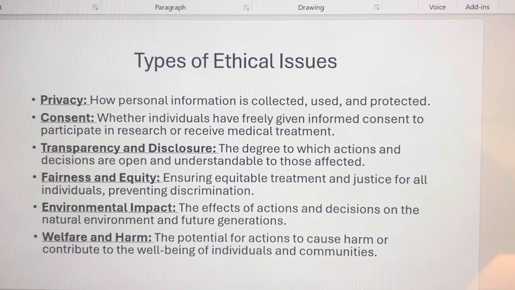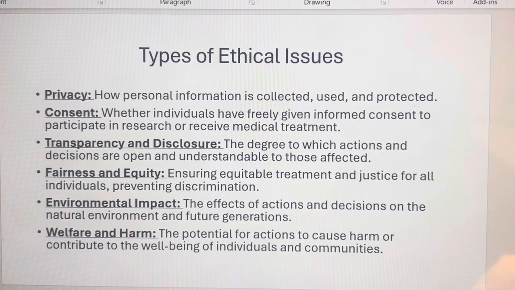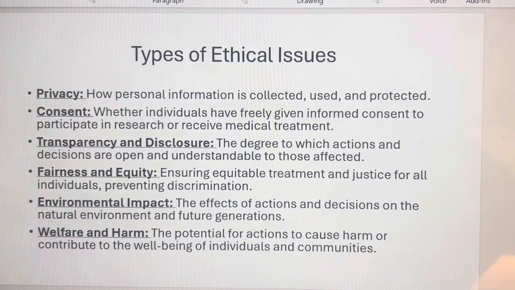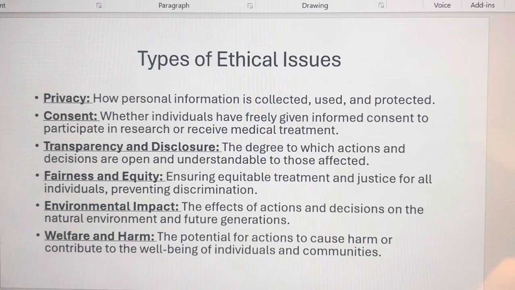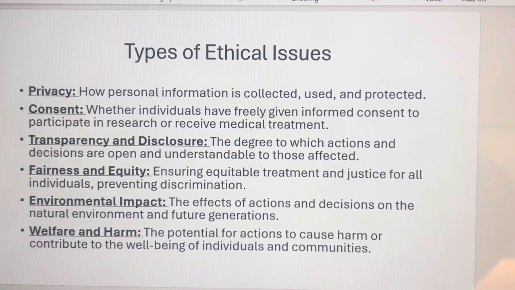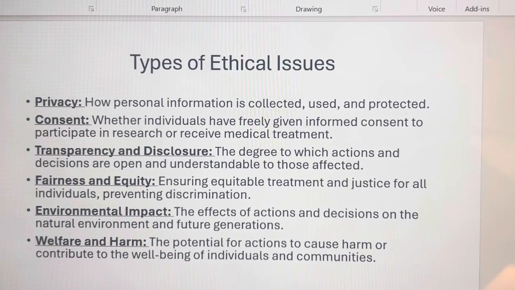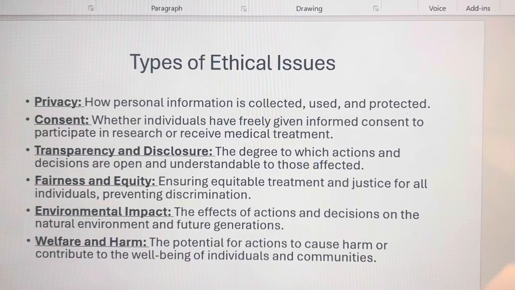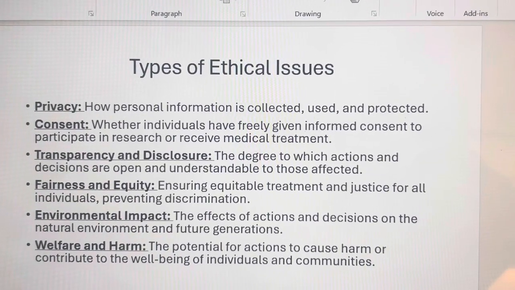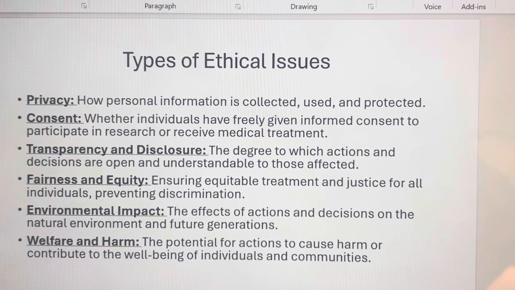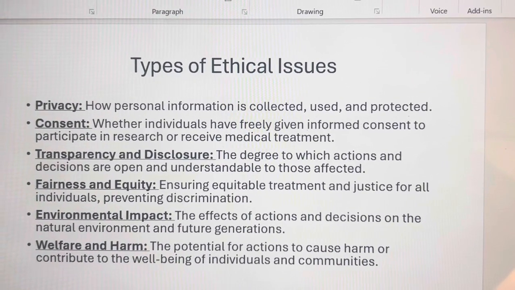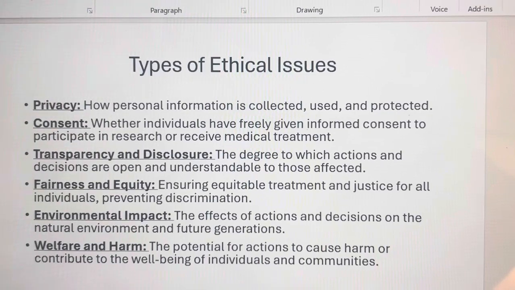Types of ethical issues. There are around 6. Privacy, how personal information is collected, used, and protected. Consent, whether individuals have freely given informed consent to participate in research or receive medical treatment. Transparency and disclosure, the degree to which actions and decisions are open and understandable to those affected.